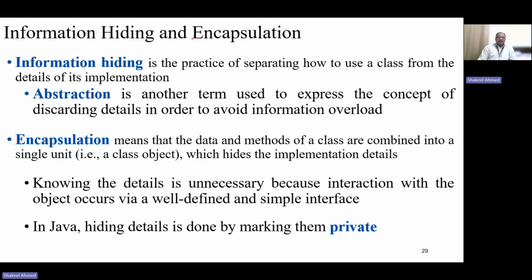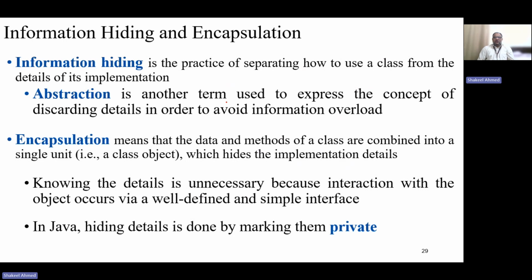So having said that, what we are looking at is the different concepts of object-oriented programming, and we are hiding some information from each other, from one class to another class. That is where information hiding comes in. It is a practice of separating how to use a class from the details of its implementation. So we don't want things to be commonly accessible to all. We can hide the information from one another.